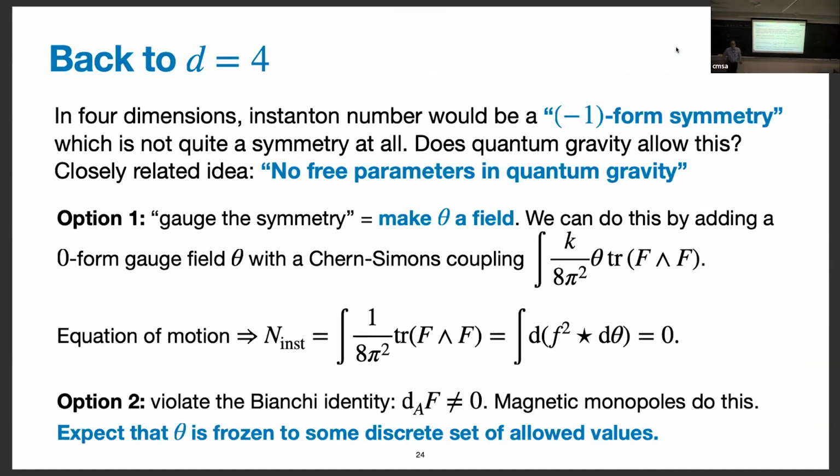Okay, back to d equals 4. I would like to believe that in d equals 4, something very much like what I just told you remains true. The arguments become harder to make super convincing and rigorous, but there are a lot of analogies. There's also another old idea, which is that in quantum gravity, there shouldn't be free parameters. There shouldn't be continuous free parameters. Any parameter of the theory should either be the vev of a scalar field or should sort of be frozen to some discrete set of values.